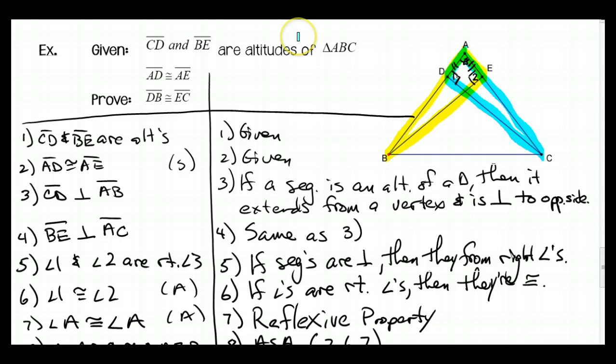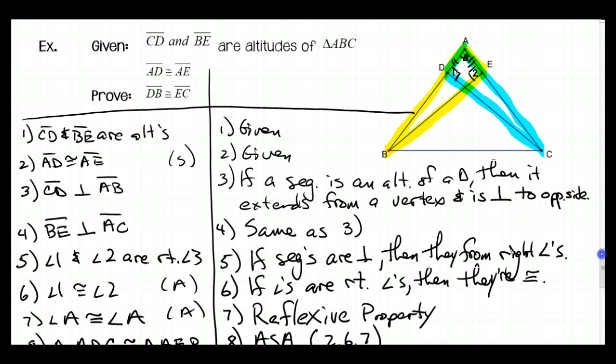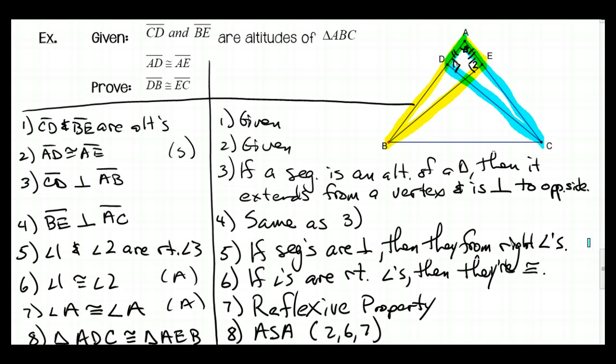We're using the altitudes to get perpendicular, the perpendicular to get right angles, the right angles congruent. So from the altitudes, I get these two steps. Okay, I get that CD is perpendicular to AB, and I get that BE is perpendicular to AC. And then from there, from these two steps, I get these right angles. Okay, so since these segments are perpendicular, I know I have these right angles, then I know these right angles are congruent, and that's one of the pairs of angles that I have.